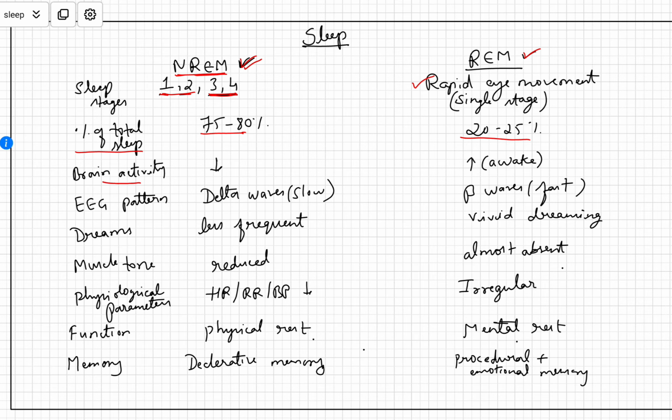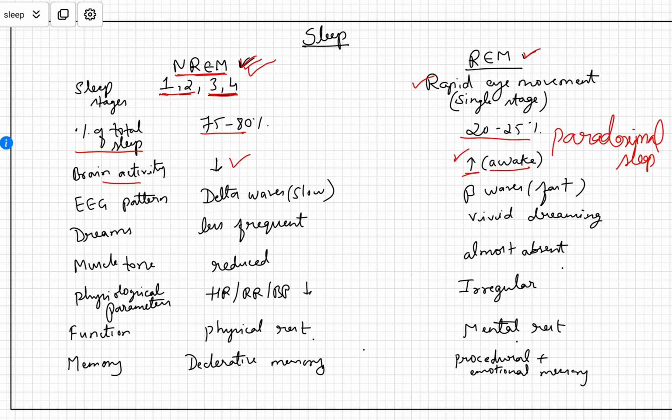And if you observe the brain activity during the NREM stage, it is reducing. But in REM, the person's brain activity is very similar to the person who's awake. Clear? So even though the person is in deep sleep, his brain activity is very high. That is why we also call it paradoxical sleep, meaning the brain is very active, but he is in a state of sleep.